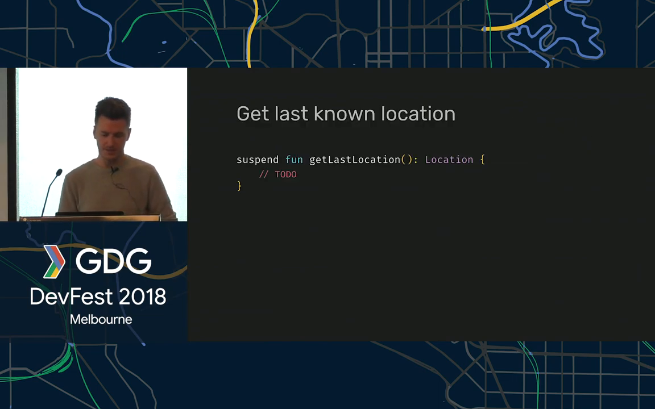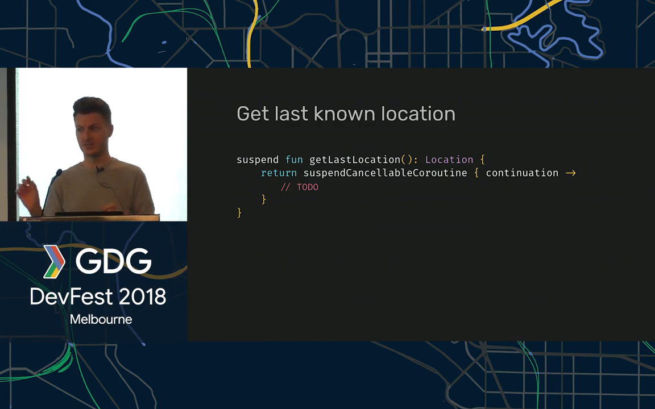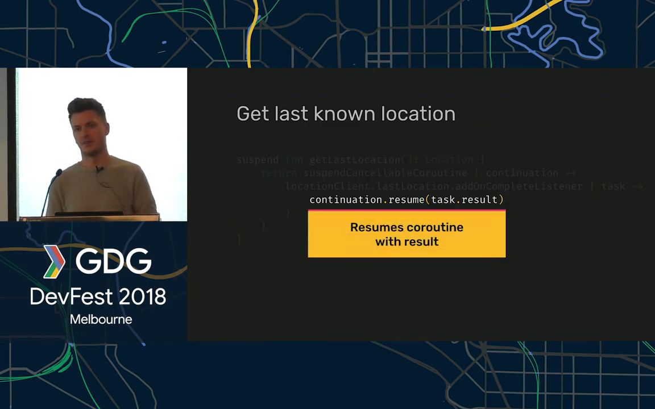So let's build our function. It's going to be called getLastLocation, and it's going to return a Location. That's the important thing. It doesn't return the callback or a future or whatever, it returns the individual location. We use the suspendCancellableCoroutine builder I spoke about earlier, and we're given the continuation as the parameter. Here we call our Play Services API, add an on complete listener, and the way you call back to the coroutine is via that continuation. You call continuation.resume with the result, and that's how it populates all the way back to the actual caller.